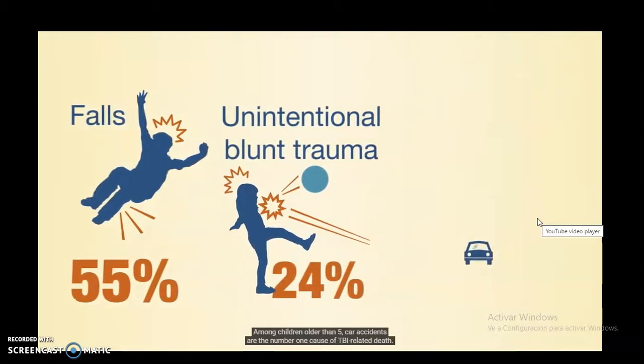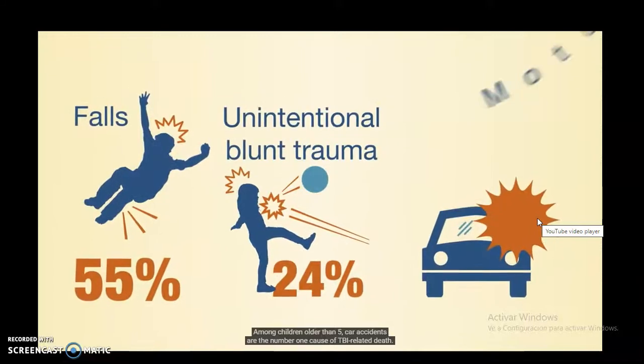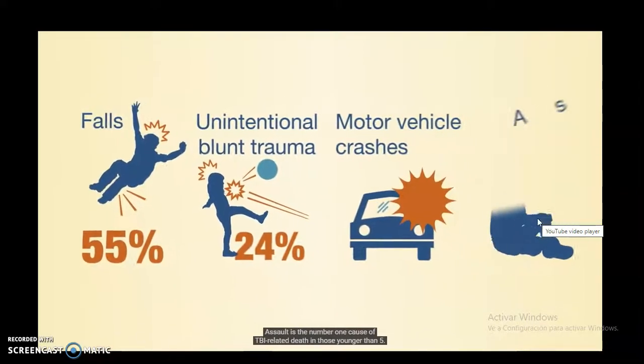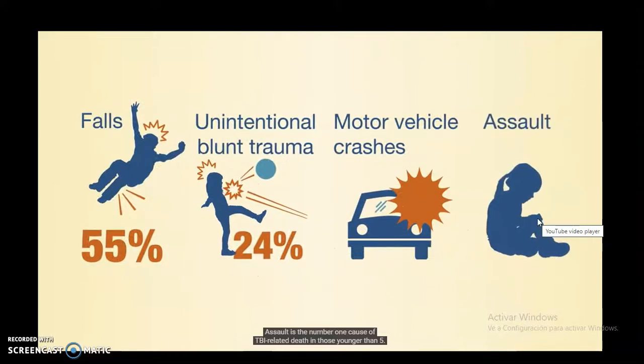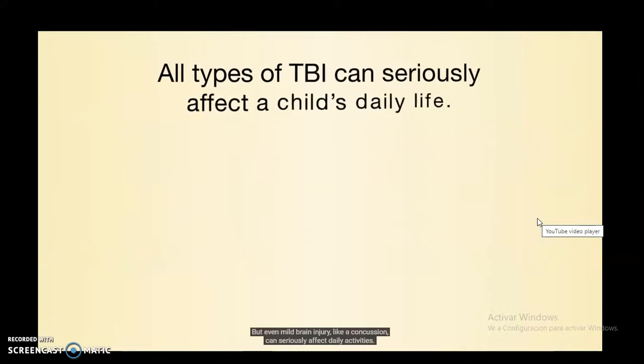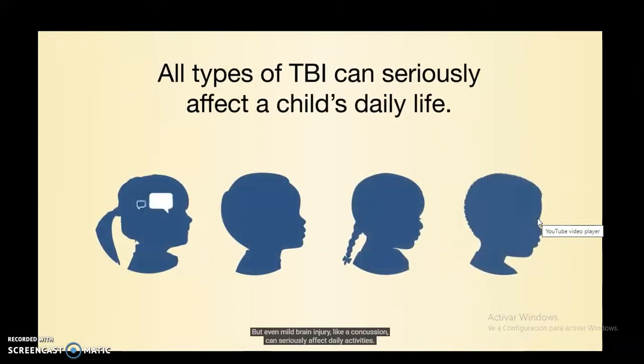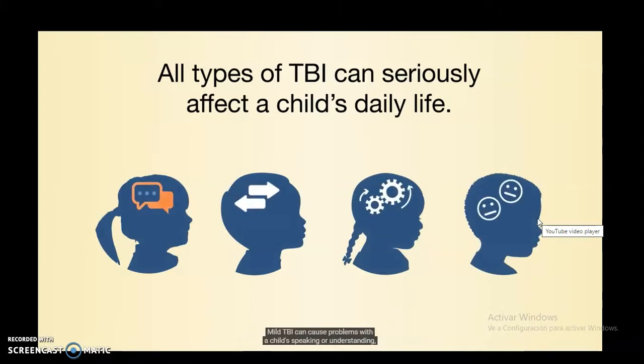Among children older than 5, car accidents are the number one cause of TBI-related death. Assault is the number one cause of TBI-related death in those younger than 5. But even mild brain injury, like a concussion, can seriously affect daily activities. Mild TBI can cause problems with a child's speaking or understanding, movement, thinking or memory, and personality or mood.